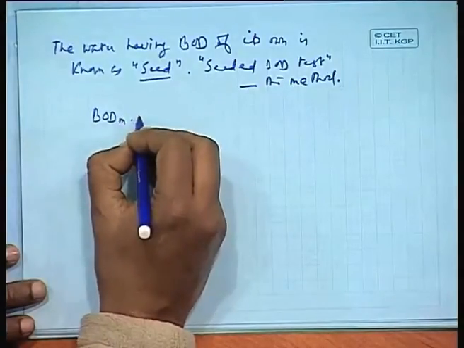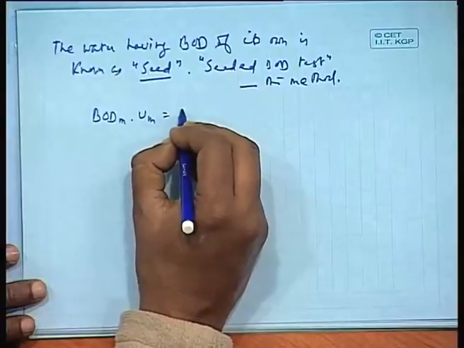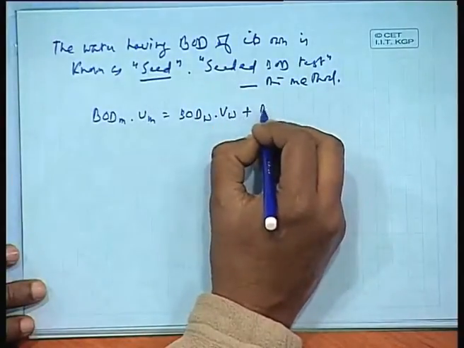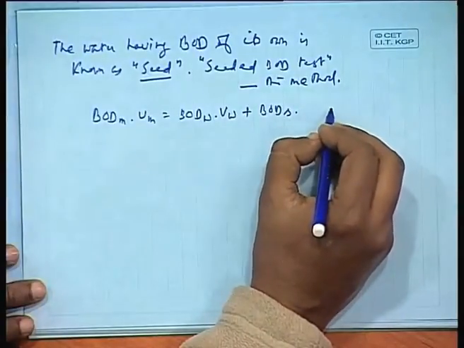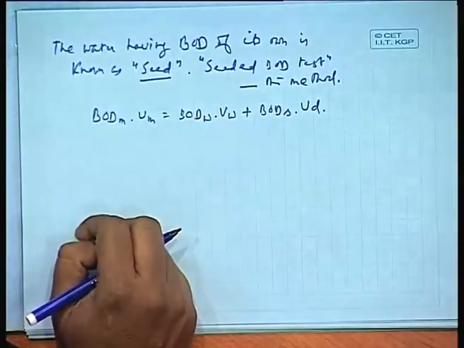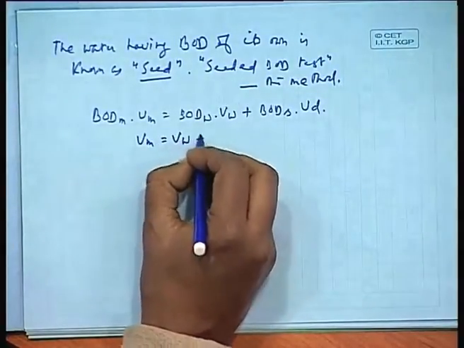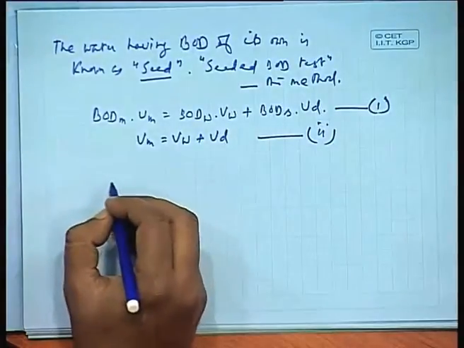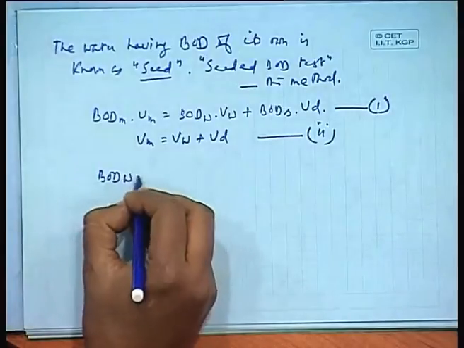So, in such cases we can write it like this: BOD of the mixture times the volume of the mixture is equal to BOD of the wastewater times the volume of the wastewater, plus BOD of the seed times the volume of the seed. There is another relation we can use: Vm is equal to Vw plus Vs. So, from here we can find the BOD of the waste.